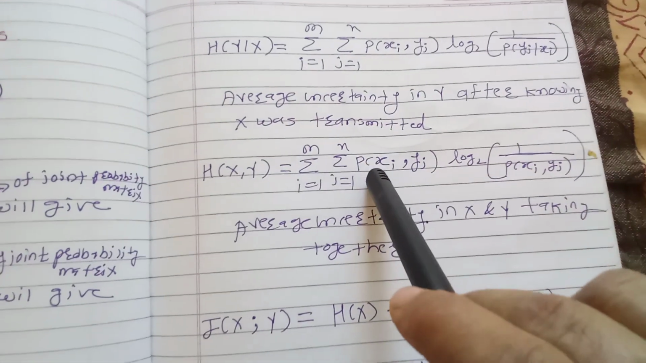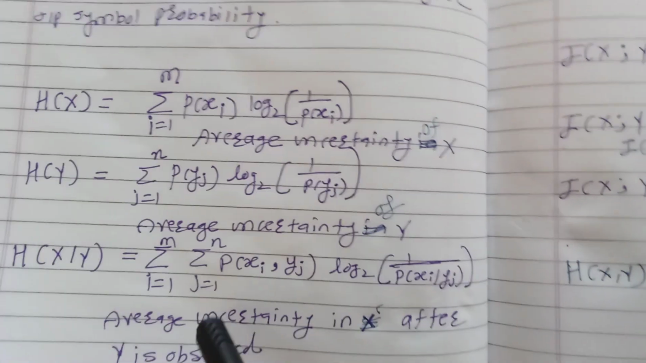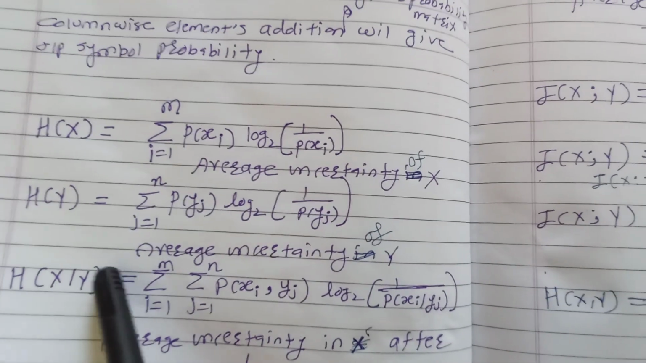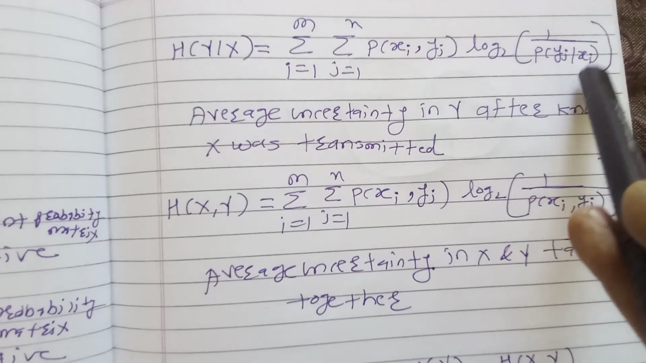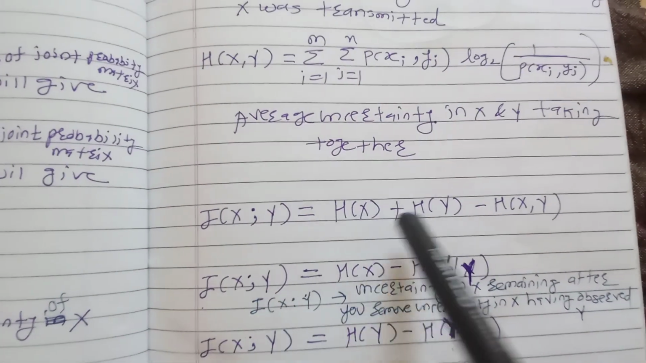So in every equation this joint probability is the same. The change is in the log2 term. If it is X given Y, then P(xi given yj). If it is Y given X, then it is P(yj given xi). If it is X comma Y, then it is P(xi, yj). Now mutual information is H(X) plus H(Y) minus H(X,Y).